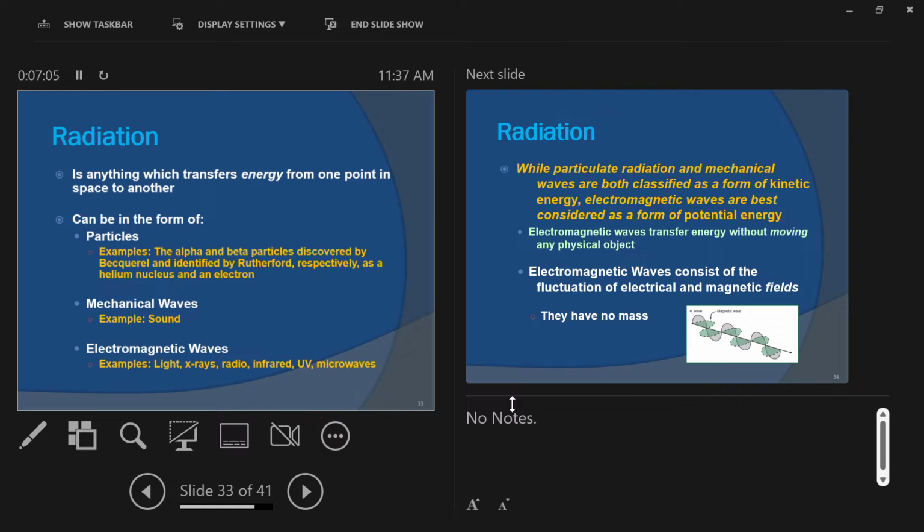Now, to be very clear, when I just said particles, I didn't mention gamma, right? I mentioned alpha and beta. Alpha and beta particles are particles. Gamma rays are a type of wave like X-rays are. We'll clarify more on that later, not necessarily today. But alpha and beta particles are particles.